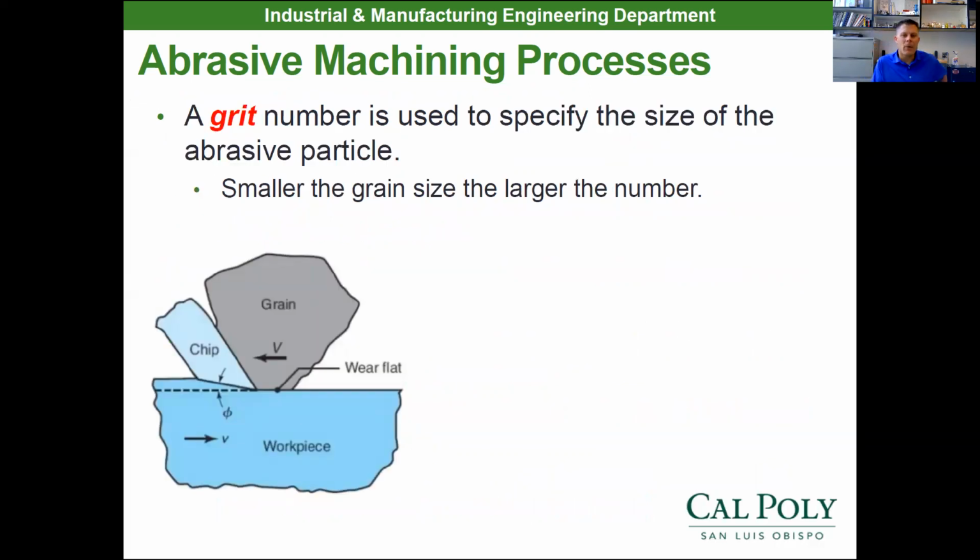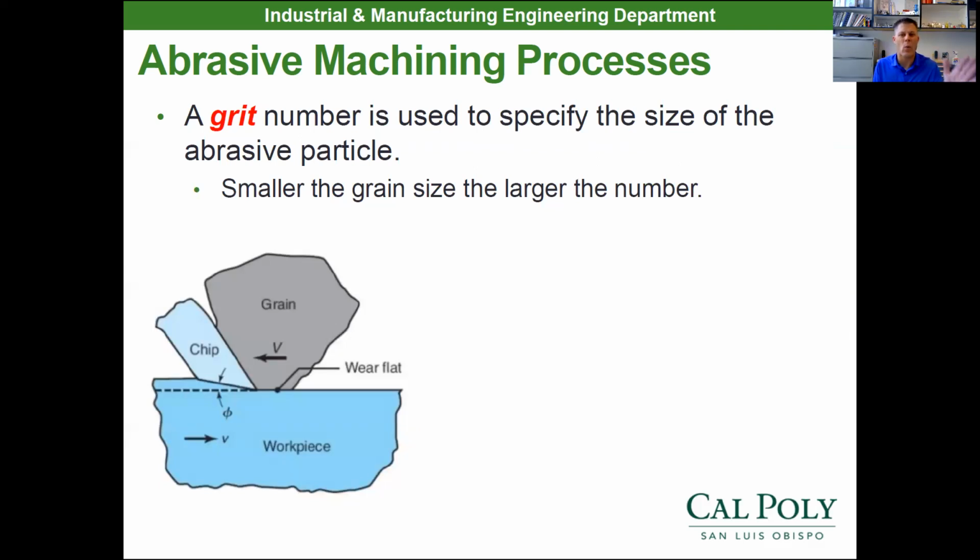Now, the size of the abrasive is going to make a difference on the actual surface finish of the part. The bigger the grain size is, the worse your surface finish is. The grain size is specified by a number called the grit number. So the smaller the grain size, the larger the number. It has to do with how many you can fit in 1 square inch of material. So 80 grit would be the 80 grit abrasive size that we used in the water jet last week. Well, if you look at the back of abrasive paper, it's got a number. So the smaller the grain size, the larger the number.